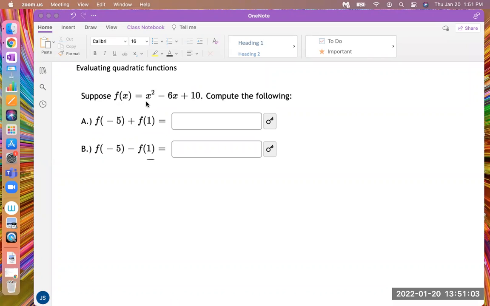Suppose f of x is this x squared minus 6x plus 10 expression. Then they say compute the following. This is how it is said out loud: f of -5, so that's the function evaluated at -5, plus f of 1, which is the function above evaluated at 1. So let's write that out.